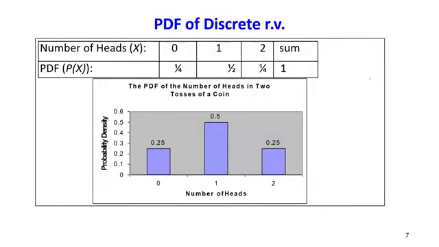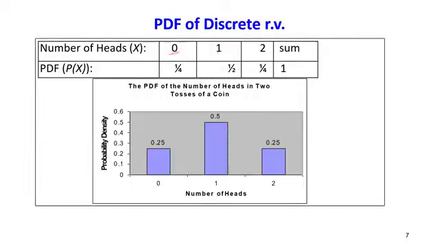When you are tossing 2 coins, there could be three scenarios which you may come across. One is that you are not getting any heads, that is, getting both tails on both coins. That is 0 heads, getting one head, or getting 2 heads.